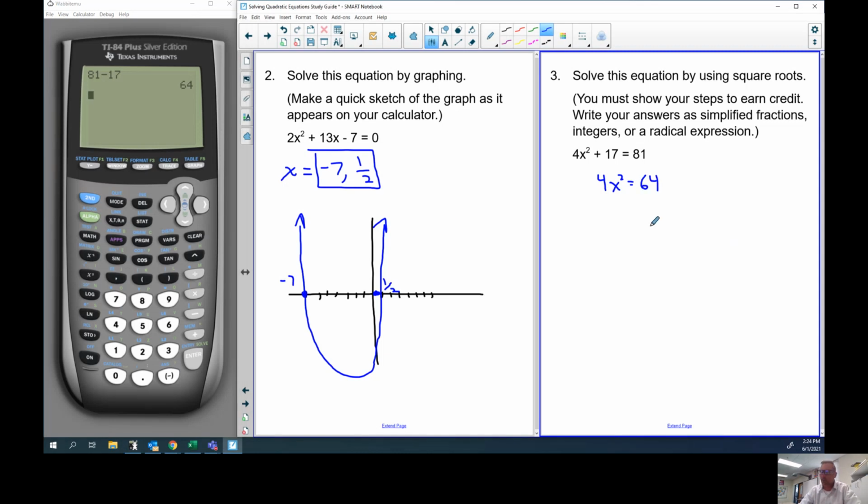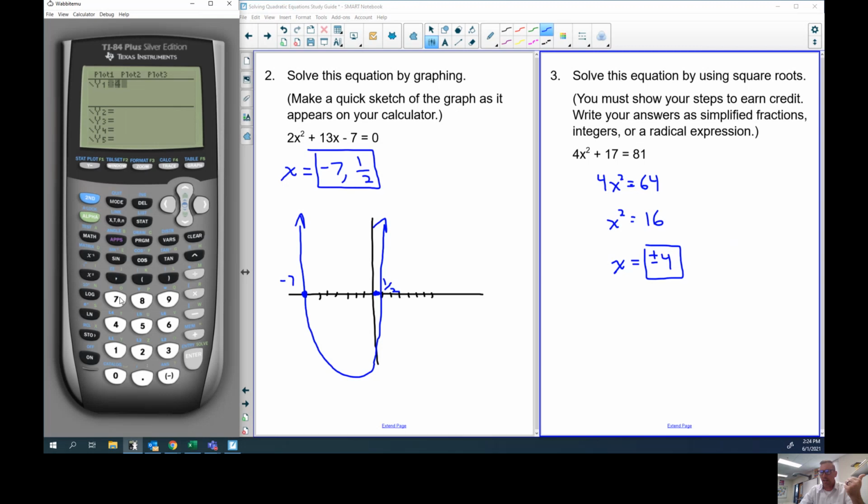When it says show your steps, that's an equivalent equation that has the same solutions as the equation above it. Then I'm going to divide both sides by 4, and I know that 64 divided by 4 is 16. So that's my second step, divide both sides by 4. And then my last step, and probably the most important one, solving by using square roots, is to take the square root of both sides. But you have to remember, every positive number has 2 square roots. So this is positive or -4. Positive or -4.